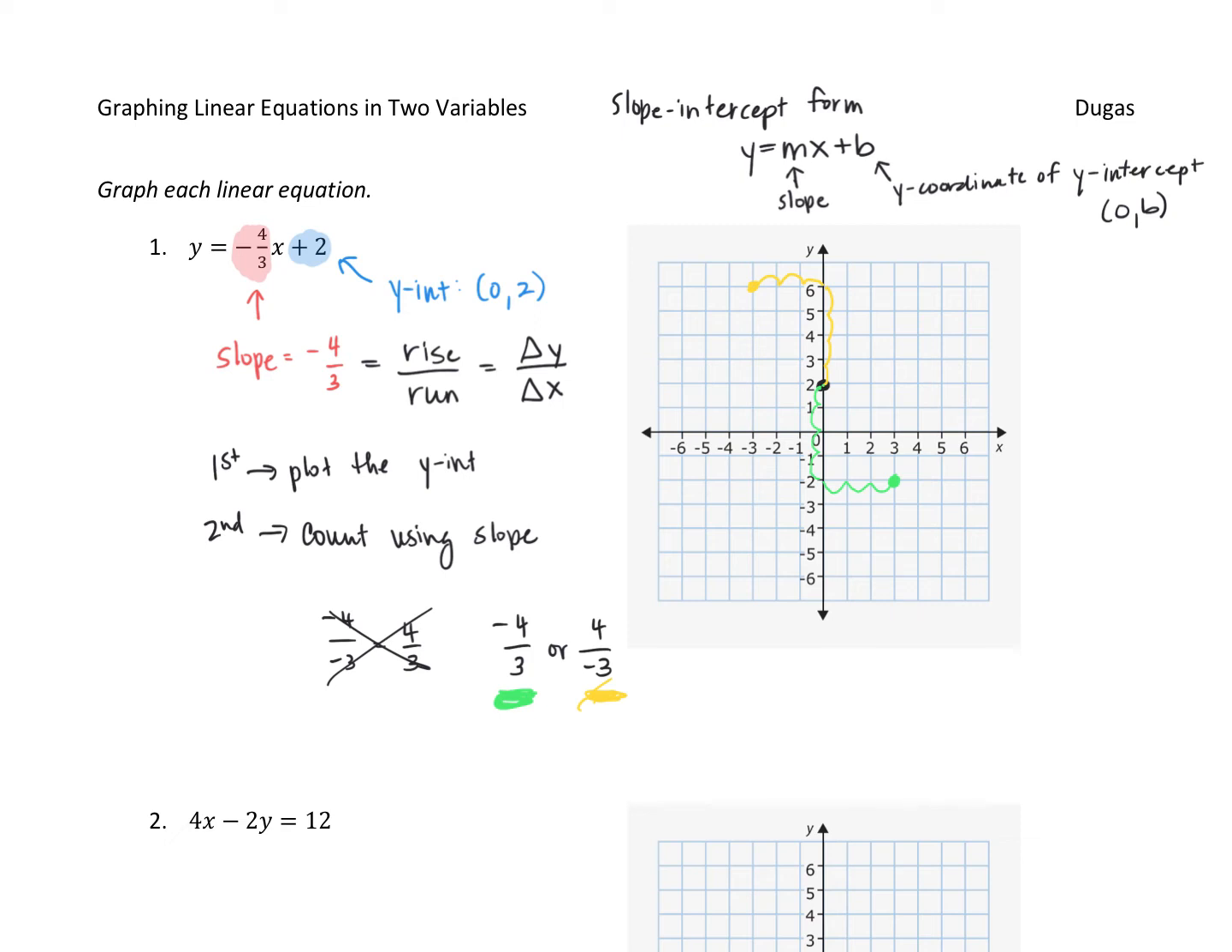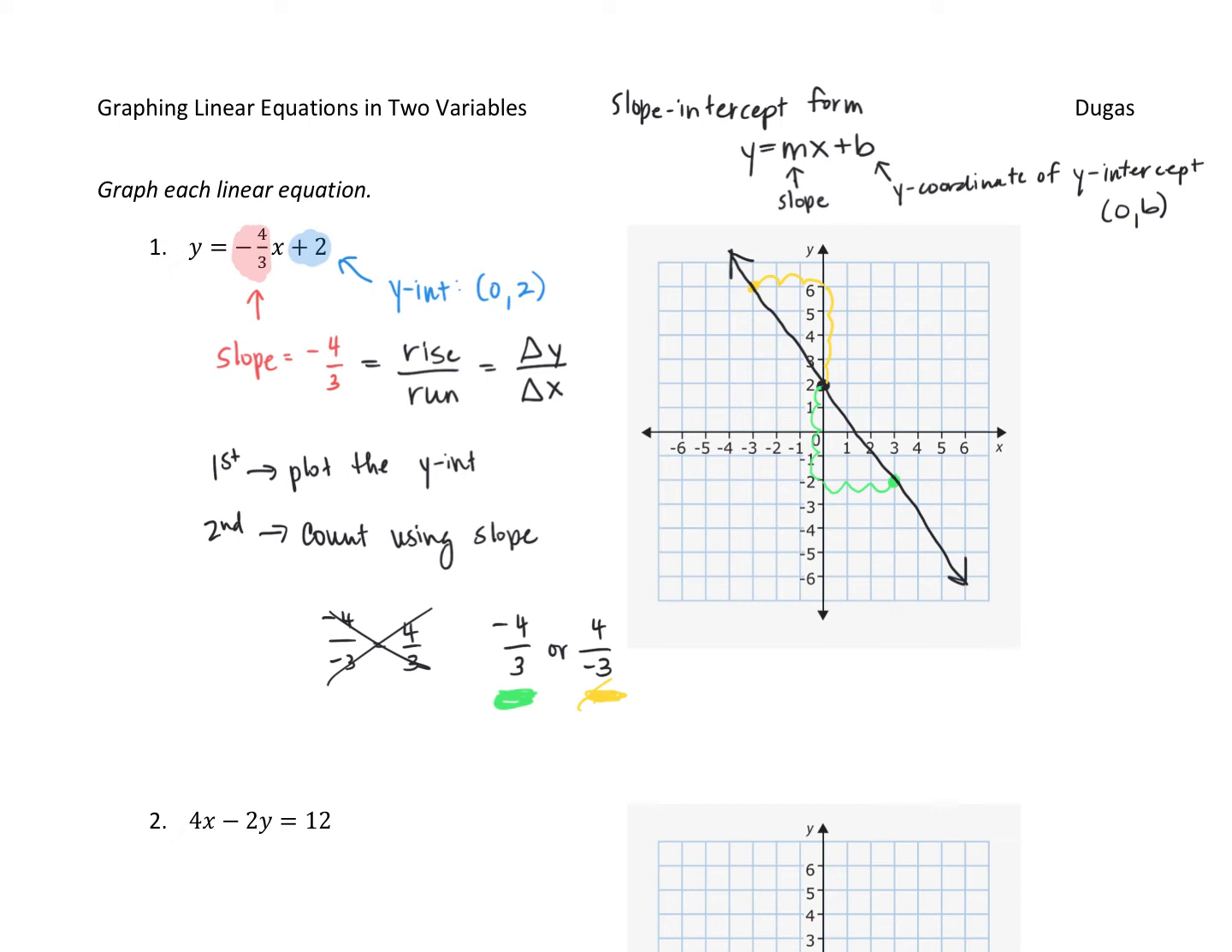If you connect the points, the yellow and the black and the green, notice they are all on the same line. They're called collinear. They're all on the same line. So it doesn't matter if you go up 4, left 3, or down 4, right 3. Either way, you're going to get a point on the line.